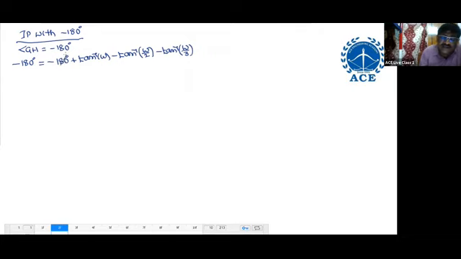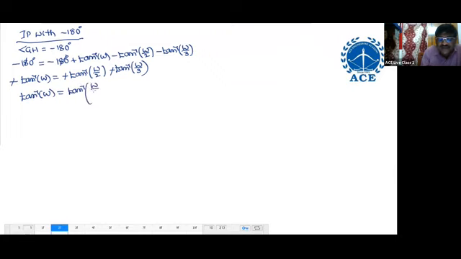Now 180 cancelled. Now minus tan inverse omega equal to minus tan inverse omega by 2 minus tan inverse omega by 3. All minus become plus. Tan inverse of omega equal to tan inverse of omega by 2 plus omega by 3 divided by 1 minus omega square by 6. Tan cancel.